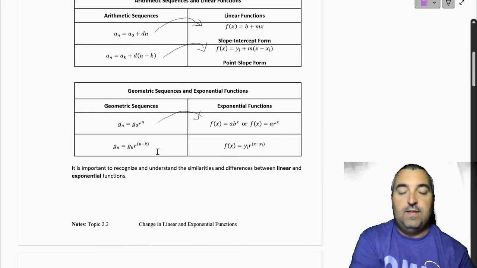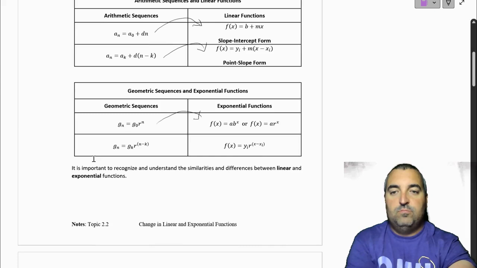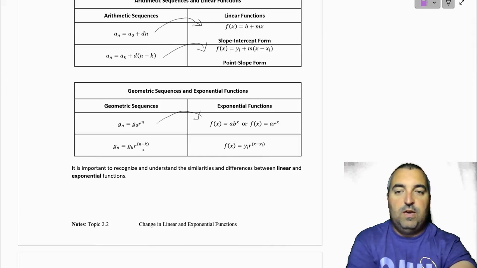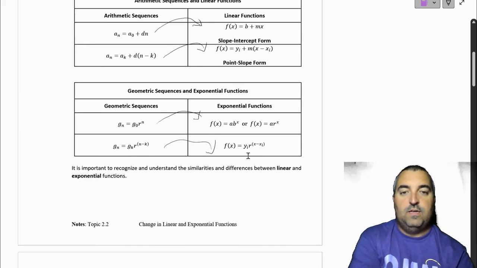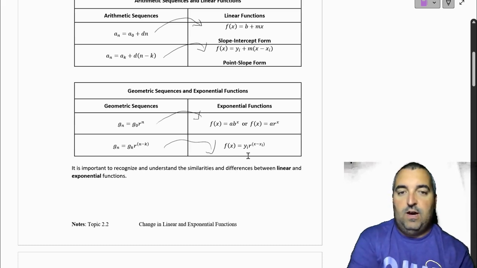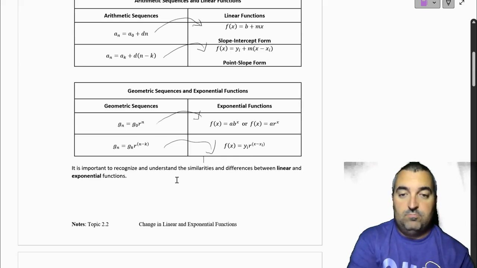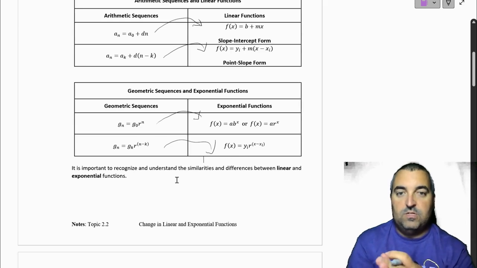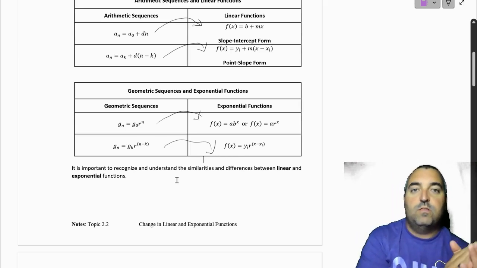And then we had the very similar function for our sequence here: g sub k times r to the n minus k. It also works for functions, saying y sub i, whatever y value it was, times r to the x minus x sub i, and it'd be that corresponding one. Very important to know that geometric sequences go with exponential functions, and arithmetic sequences go with linear functions.